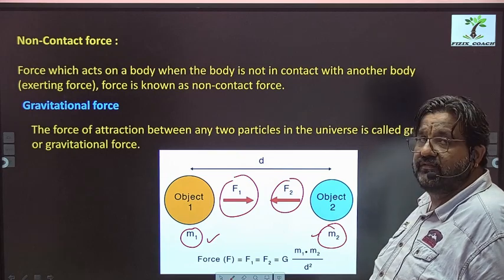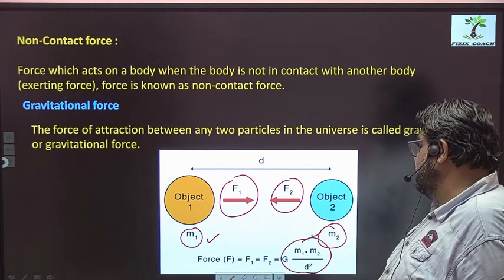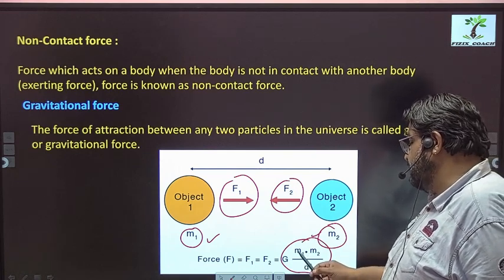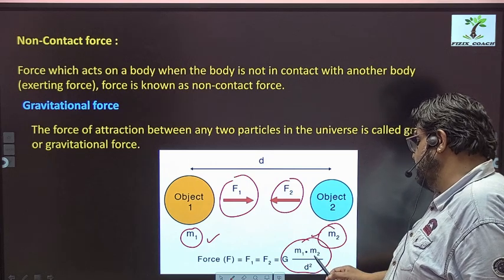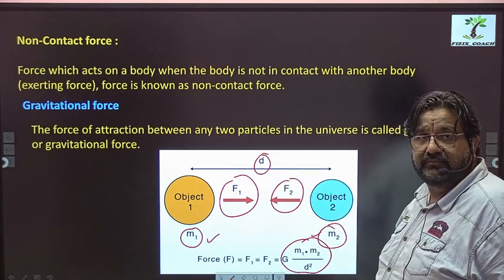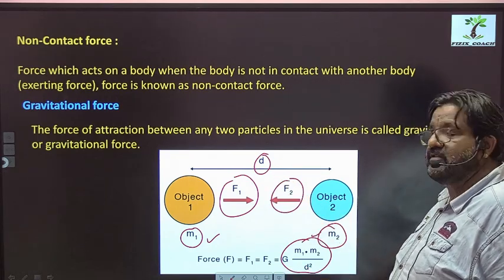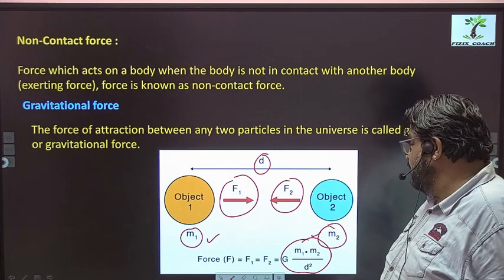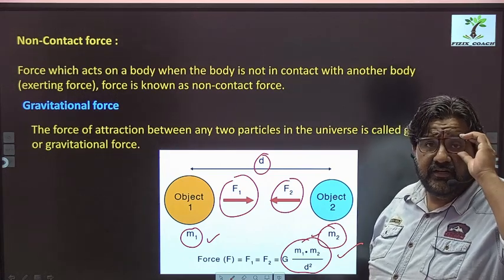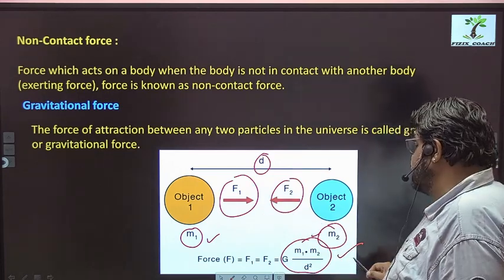This is gravitational force. What is the value of the gravitational force? This is the formula for gravitational force, which says capital G, multiplied by m1, m2 upon d squared. D square is the square of the distance between them. Right? These two objects are d distance away, so square of the distance between them. Although this formula is not required by you to study right now, this will be there in the chapter gravitation in your class 9th, but still you can just remember the formula.